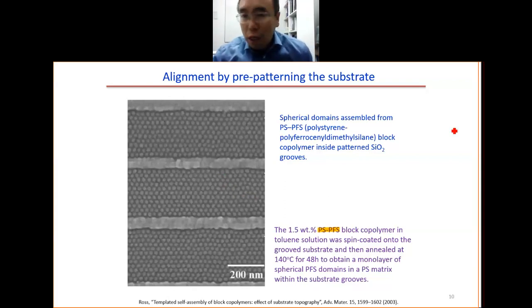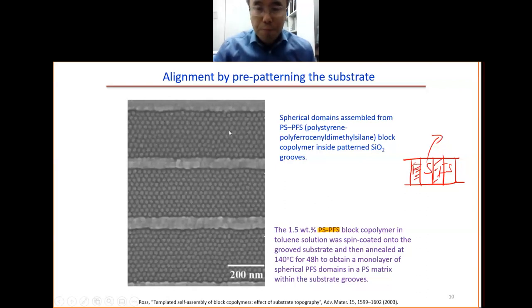So here you have, for example, after self-assembly, you get something like this. This is the PFS. This one is polystyrene. PFS, polystyrene. So how to remove polystyrene, so you leave behind PFS pillars? This can be done by oxygen RIE process, oxygen plasma etching. So oxygen plasma etching can remove polystyrene easily, right?